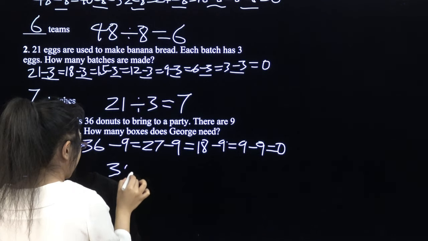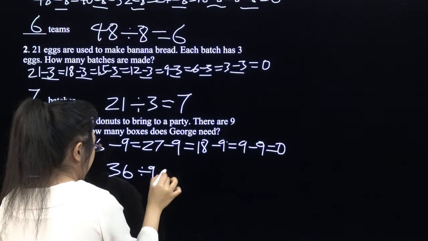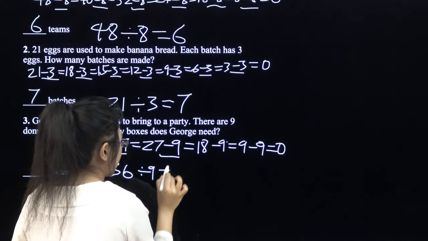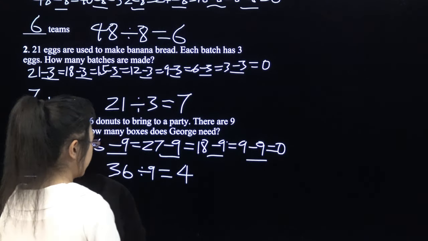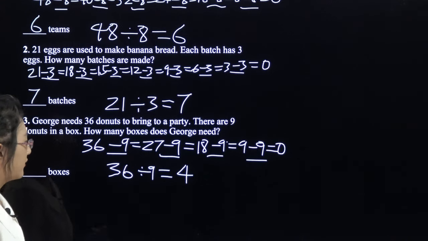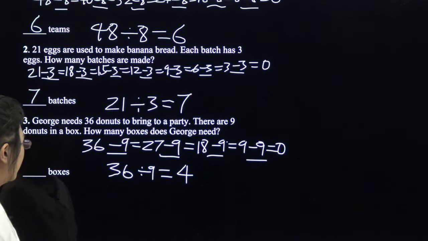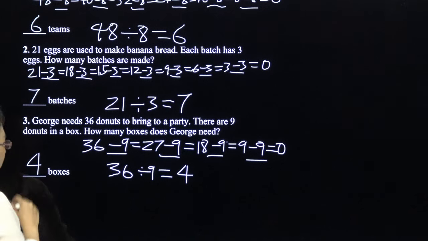Now that's 36 divided by 9, and how many times did we subtract 9? 4. So 36 divided by 9 is equal to 4, which means that George needs 4 boxes.